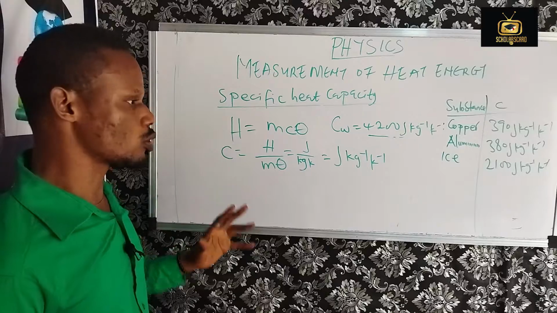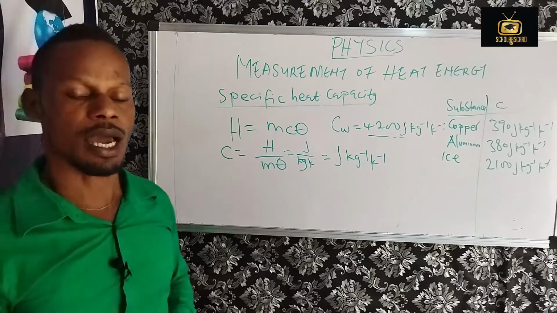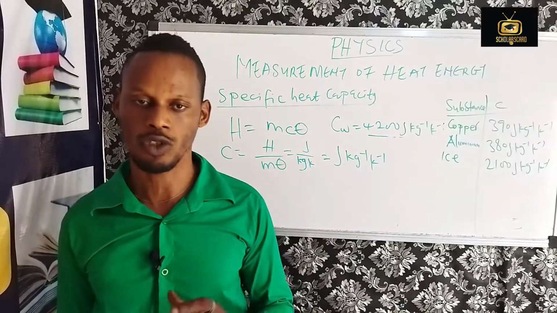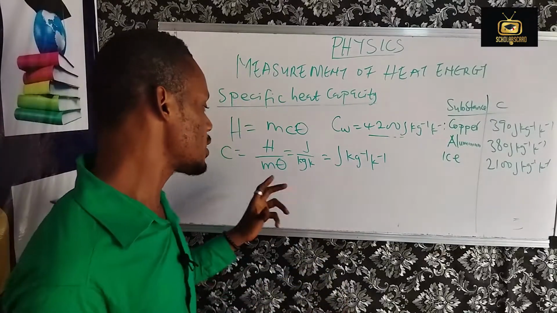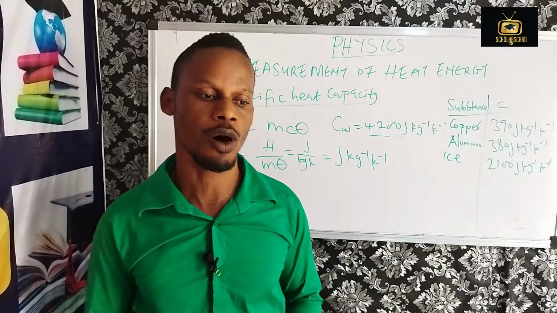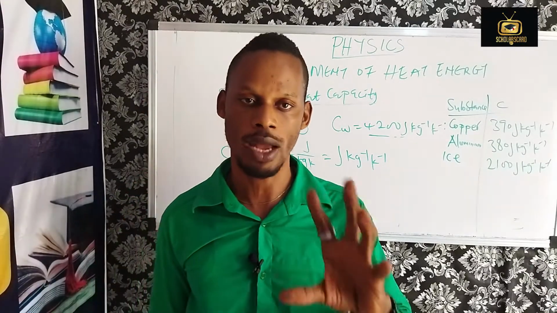Good. Now let's go to heat capacity. Heat capacity is different from the specific heat capacity of a substance or material. Heat capacity is defined as the quantity of heat required to raise the temperature of a body by 1 degree Celsius or 1 Kelvin.